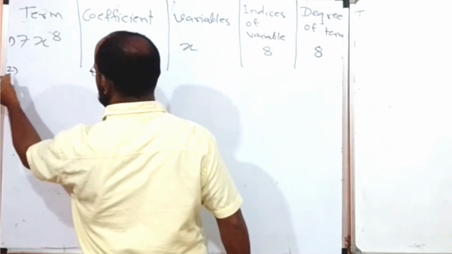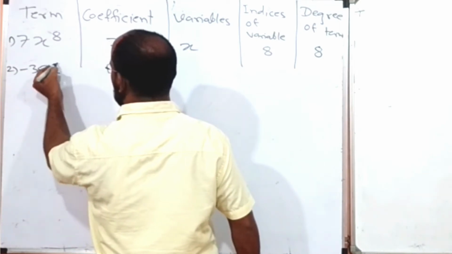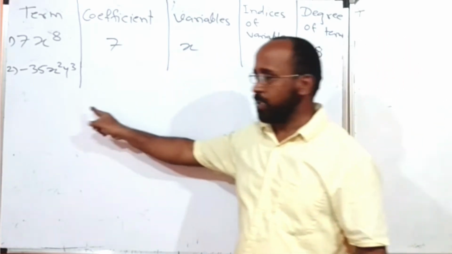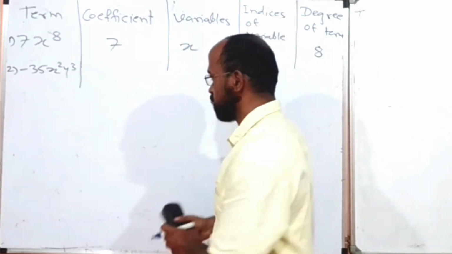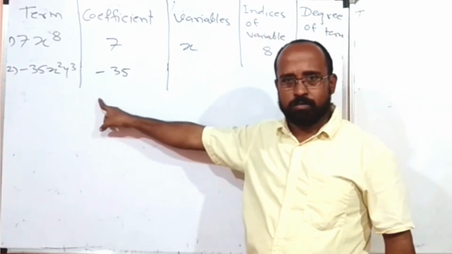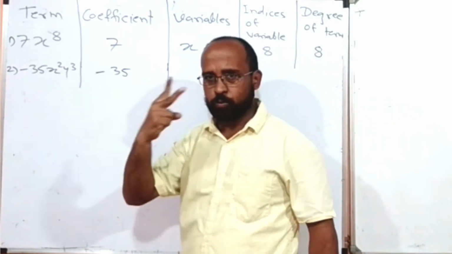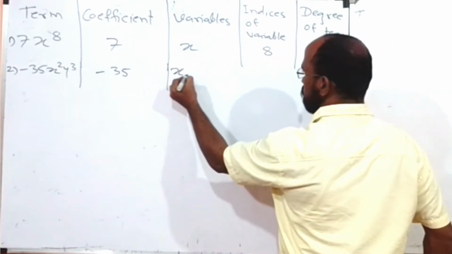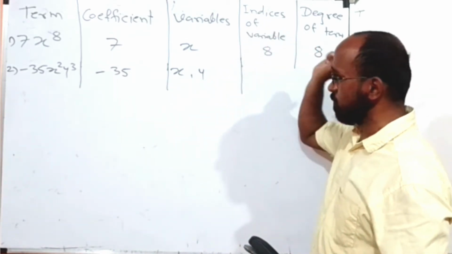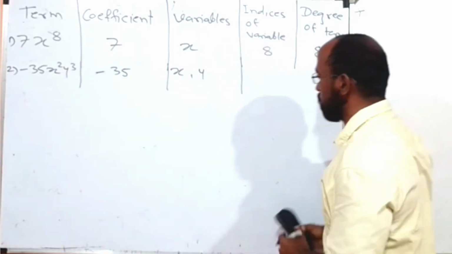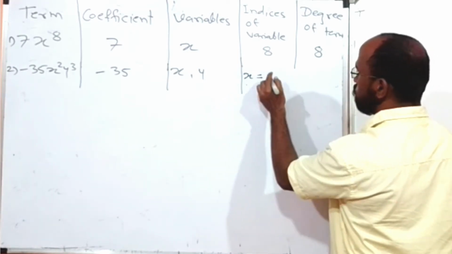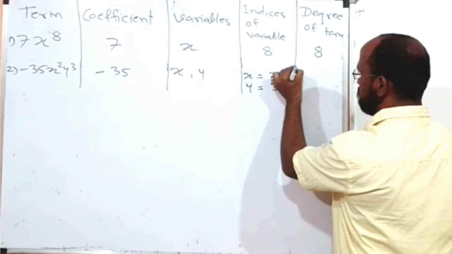Suppose the next example is minus 35x square y cube. Now, what is the coefficient in this? The coefficient is this number, minus 35. Which variables are there? The variables are x and y. Two variables are there, x and y. Clear up to this? Indices of variables. What is the index of x here? The index of x is equal to 2, and the index of y is equal to 3.